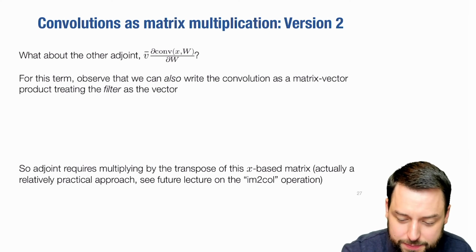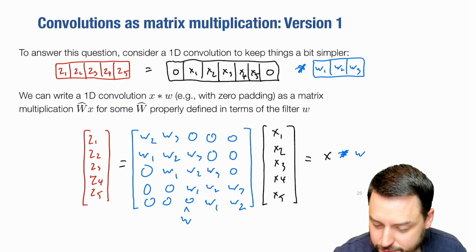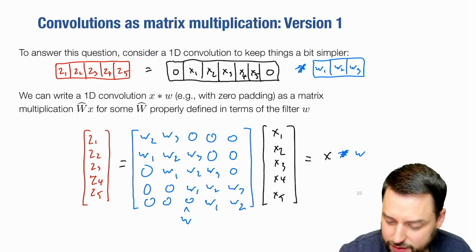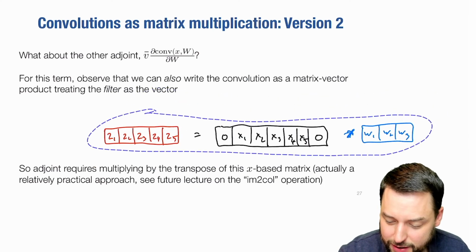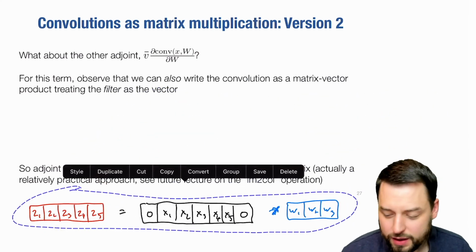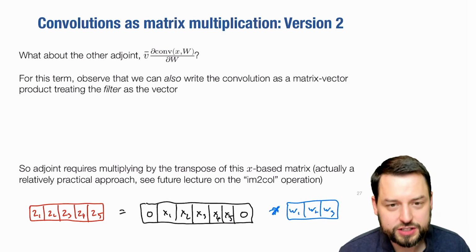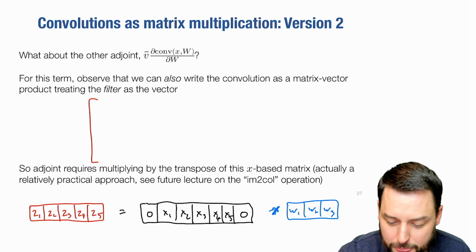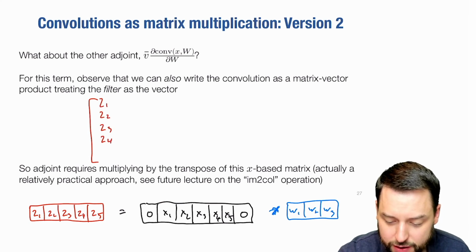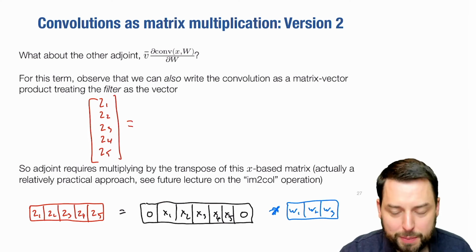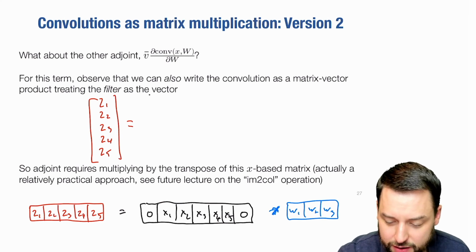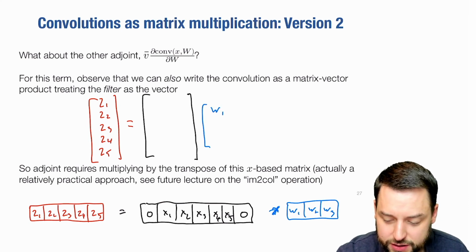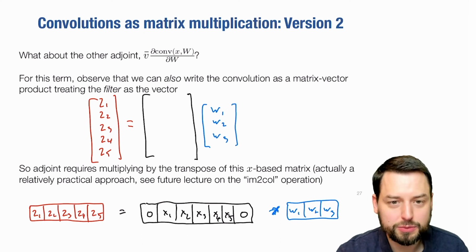So if we have our z, maybe I'll even copy from our previous slide here. Maybe I'm going to copy this whole thing. Again, trying to use the medium as effectively as I can. Let's put it down here. We can also represent this operation, not just in terms of making W a matrix, but we can also represent our vector Z, Z1, Z2, Z3, Z4, Z5, as some matrix, which I'm going to write in black now, for reasons you'll see in a second, times the vector representation of our filters. We can end up doing it this way too.